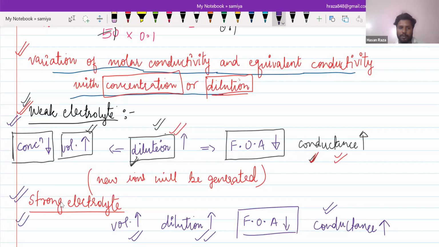Now see, the variation in a strong electrolyte will not be that much as compared to the variation in weak electrolytes, because in a strong electrolyte, alpha is equal to 1, or alpha is equal to 100%. So basically all the ions are already dissociated. 100% ions are there, but due to the dilution, the force of attraction is very low, so they can easily move faster than earlier. But the variation in a weak electrolyte is very high because new ions are introduced due to the dilution. Is that clear?